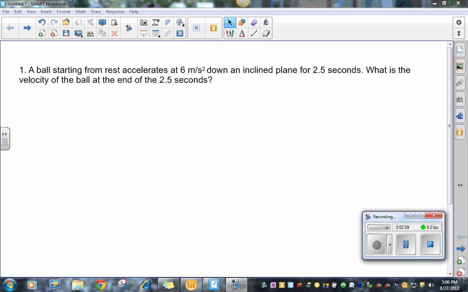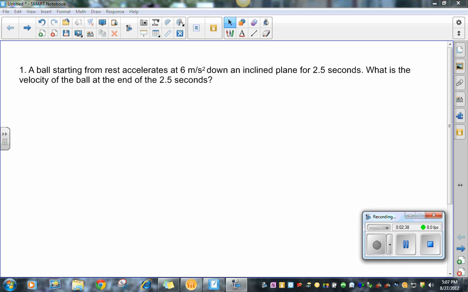Let's look at the first problem. A ball starting from rest accelerates at 6 meters per second squared down an inclined plane for 2.5 seconds. What is the velocity of the ball at the end of the 2.5 seconds? When you're doing these problems, and you're starting out new with these, let's list all the variables we have, the knowns and the unknowns. Okay, so a ball starting from rest. I told you this a few seconds ago.